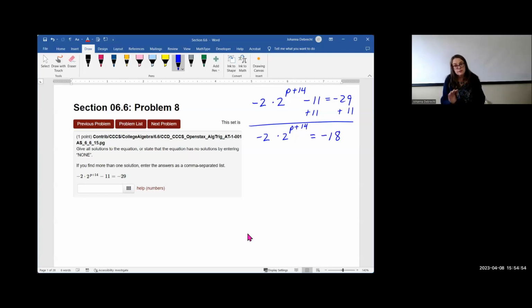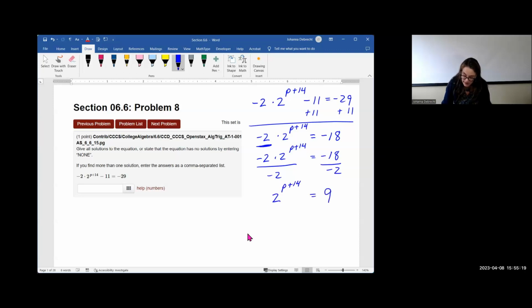Now you can go different ways from here, but for me, what looks like the easiest is to go ahead and move this -2 by dividing both sides by -2. So I'm going to isolate my exponential by dividing both sides of the equation by -2. And this gives me 2 to the p plus 14 equals 9.